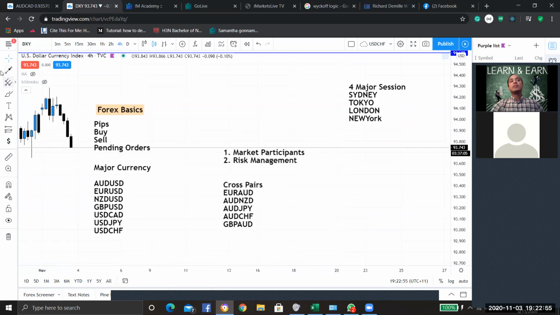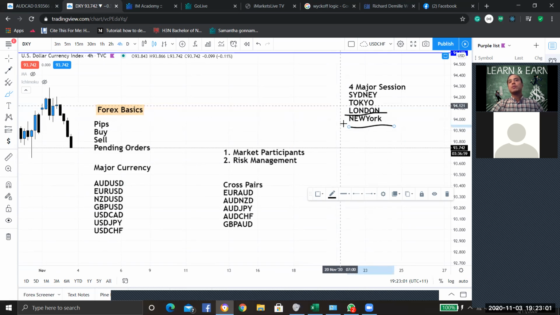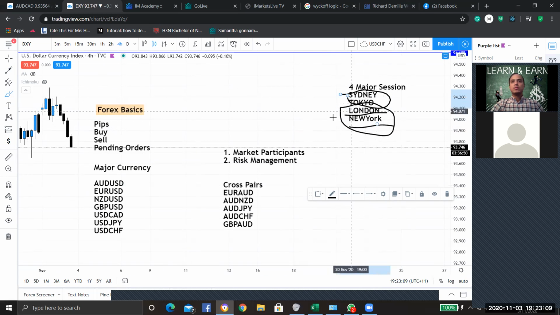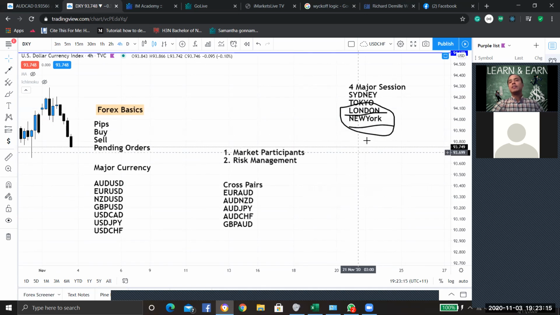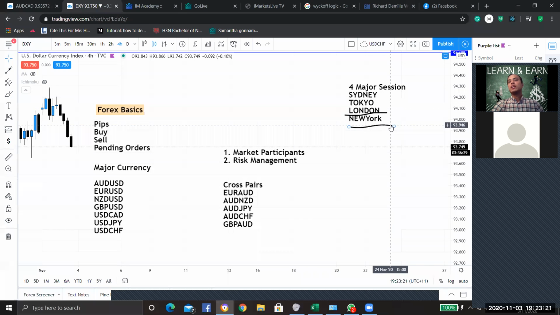So basically the London and New York sessions are a bit volatile, but the Sydney and Tokyo sessions are a bit slow. But volatility increases the chance of getting profits in the market, because we don't have to wait long to get into profit.